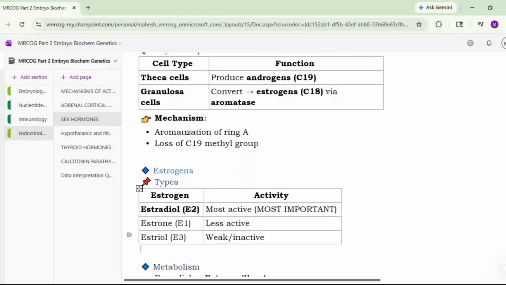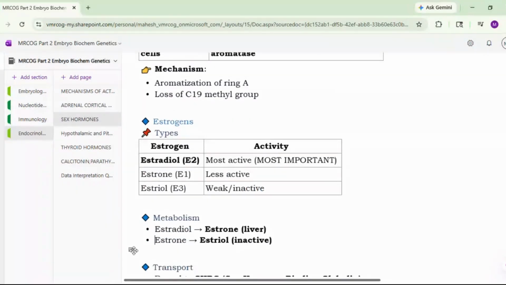Coming to the estrogen, estrogen is also of three types. This you also remember, they can ask you in the SBA. One is estradiol, that is E2. Second is estrone, that is E1, and third is estriol, that is E3. Estradiol, E2, is the most active. From the SBA point of view, remember which is the most active: estradiol.